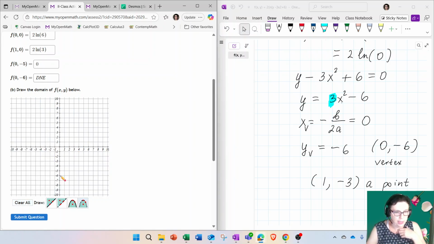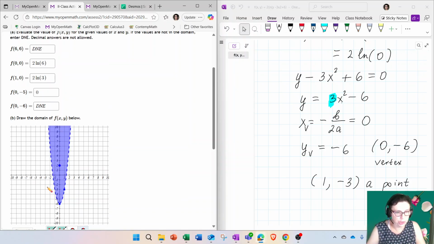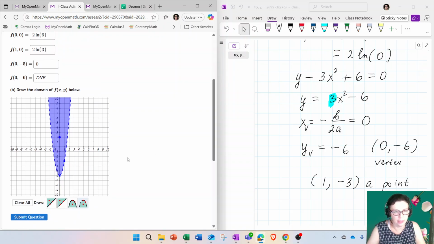So again, 0, -6 is the vertex. 1, -3 is where this thing is going to have a point. And I need to shade the inside. Okay, why is that again? Because all these points like 0, 0, you see where the 0, 0 is right here? 1, 0, that's right here. 0, -5, that's right here. All of these points must belong to the domain. So that's why I'm shading the inside and not the outside.